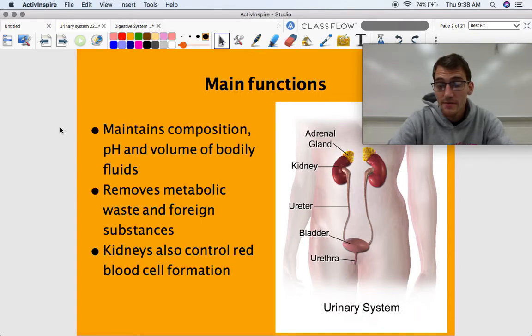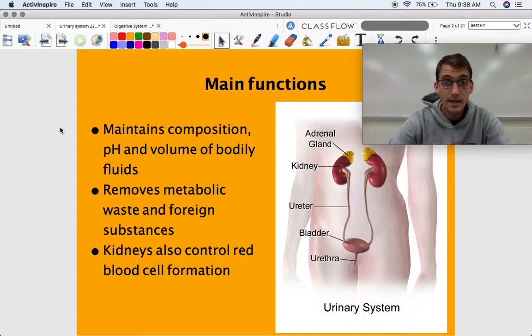Every single cell needs to make sure that the composition of water and solutes outside of the cell is similar enough, or manipulated in such a way, that there's a balance between the fluid on the outside of the cell and on the inside of the cell. And it's your urinary system's job to make sure that the fluid around the cells and inside the cells is maintained in terms of its composition and pH. We're going to talk about that again in a little bit.